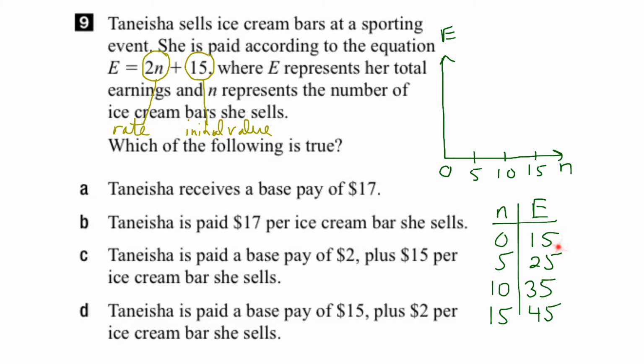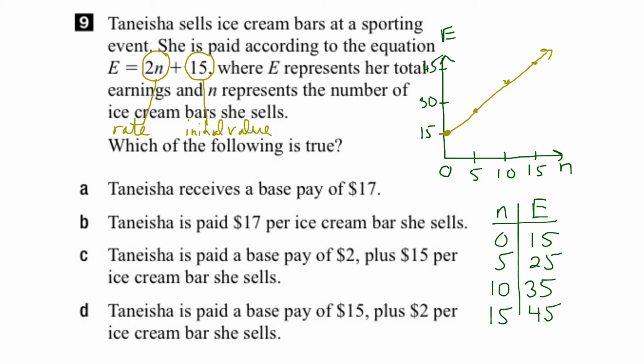Okay, so we look at the range of earnings here, so then we can break up our E vertical axis here. Maybe we could say that's 15 there, that's 30, and that would be 45. Okay, let's plot the points. If she doesn't sell any ice cream bars, she still gets $15, so we can put that point there. If she sells 5, she gets $25, which is about there. If she sells 10, she gets $35, which is about there. And if she sells 15, she gets $45, which is about there. And what we can tell, if we draw a line through these points, is that it's a linear relationship.